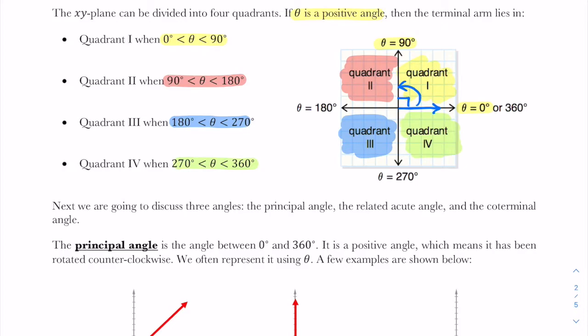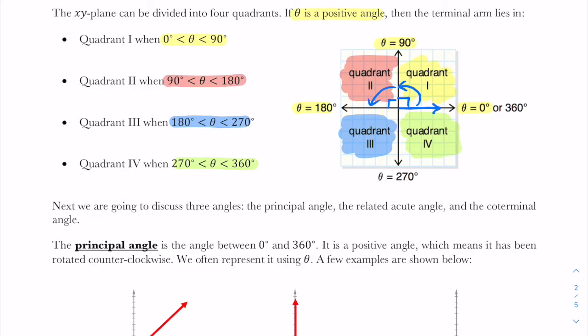If you keep rotating counterclockwise, you're going to eventually get to the negative x-axis. I'm sure you can imagine if you go another 90 degrees counterclockwise, we'll eventually get to the negative x-axis. That would be a full 180-degree rotation. And we can continue this. From 180, continue rotating counterclockwise.